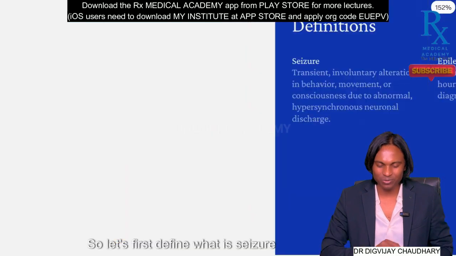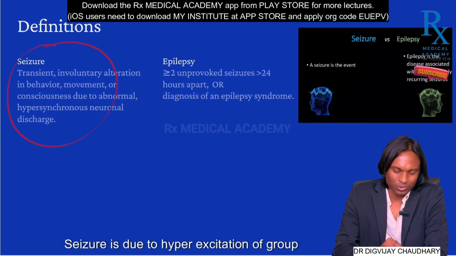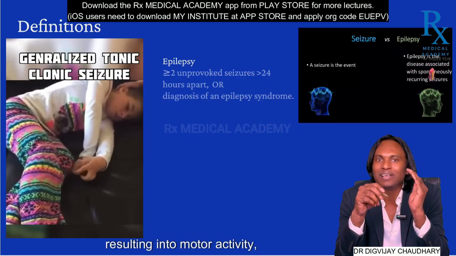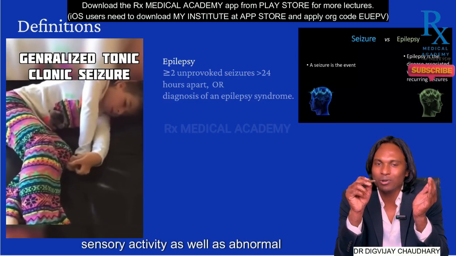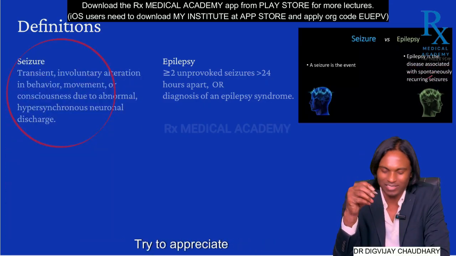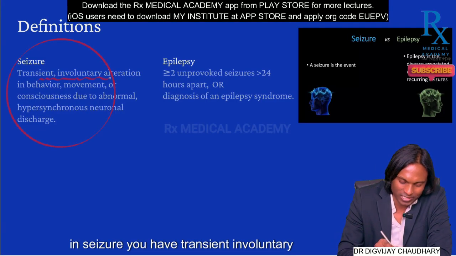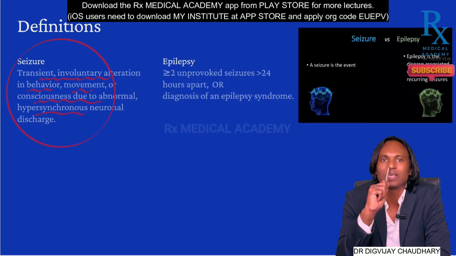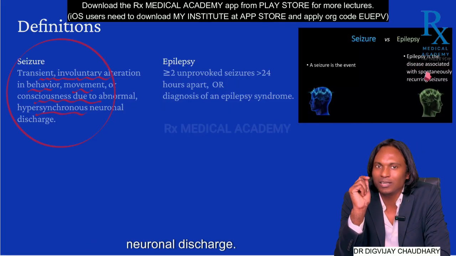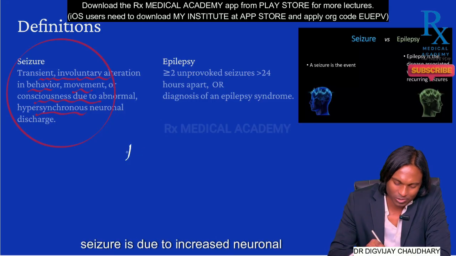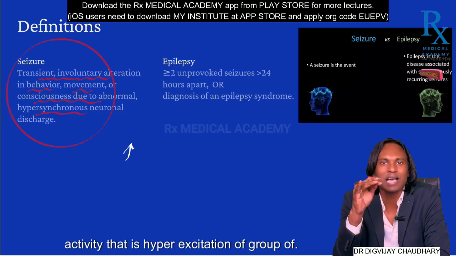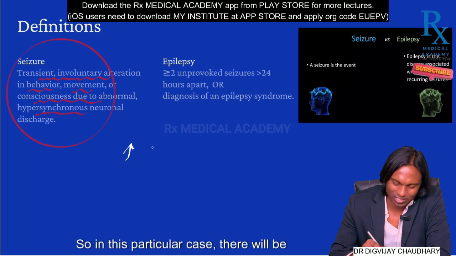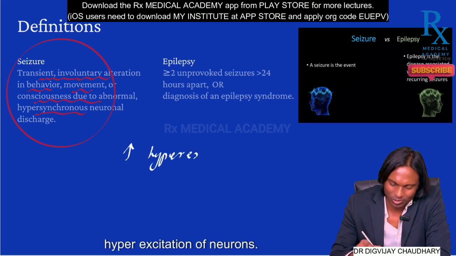So let's first define what is seizure activity. Seizure is due to hyperexcitation of a group of neurons resulting in motor activity, sensory activity as well as abnormal autonomic activity. In seizure you have transient involuntary alteration in behavior, movement or consciousness due to abnormal hypersynchronous neuronal discharge. Seizure is due to increased neuronal activity, that is hyperexcitation of a group of excitatory neurons.